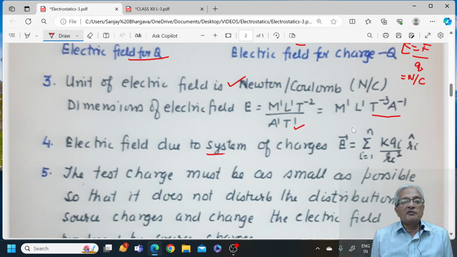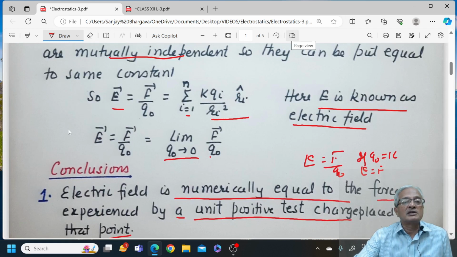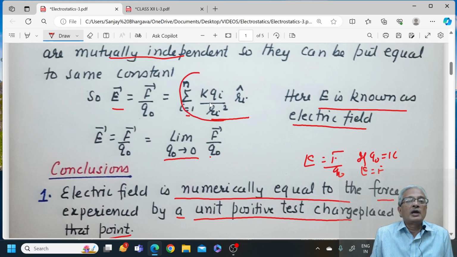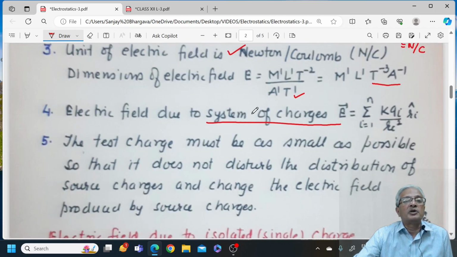What would be the electric field due to a system of charges? That would be equal to the summation, i equal to 1 to n, of k q_i upon r_i squared r_i cap. Where do we obtain this equation from? This equation is coming from this place. E would be equal to the summation, i equal to 1 to n, of k q_i upon r_i squared r_i cap. So this gives me the strength of the electric field produced by a system of charges.